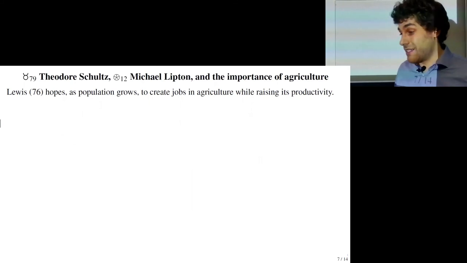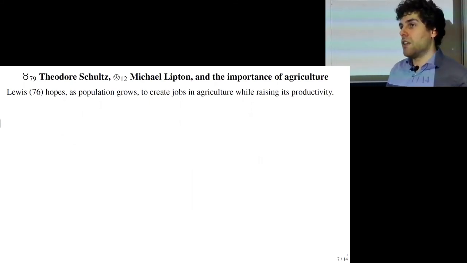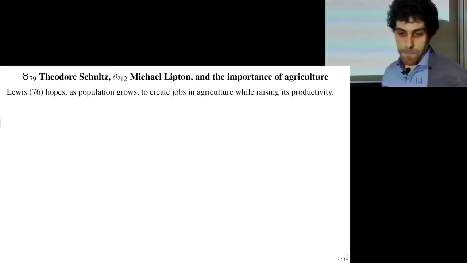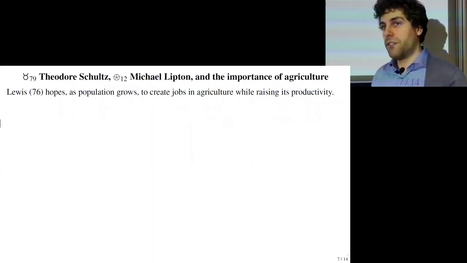He thinks that it's challenging, but it may be doable through research in agronomy and finding ways of doing agriculture that are suited to the tropics.